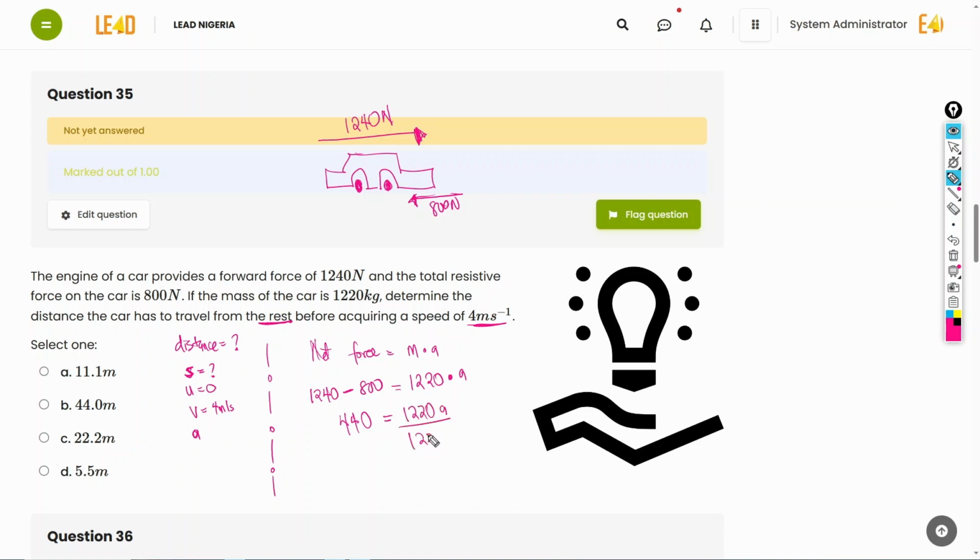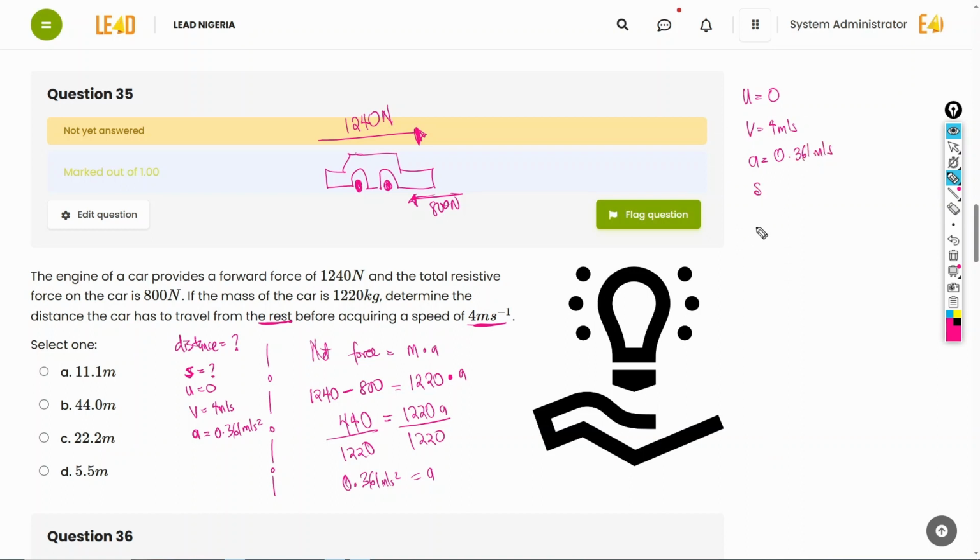So this would give me 440 is equal to 1,220 A. I divide both sides by 1,220. I'll get A as 0.361 meters per second squared. So I'll drop that here, 0.361 meters per second squared. So I have to move this over here, right? Let me just write out my variables. We have U as 0. We have V as 4 meters per second. We have A as 0.361 meters per second squared. And we are looking for S.